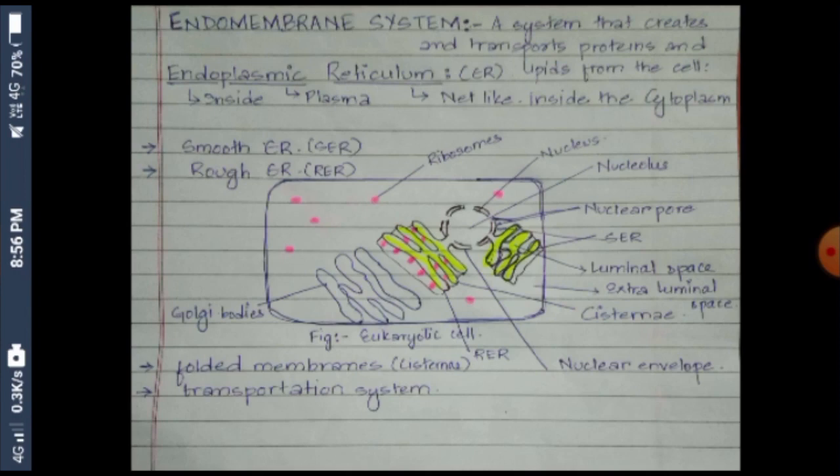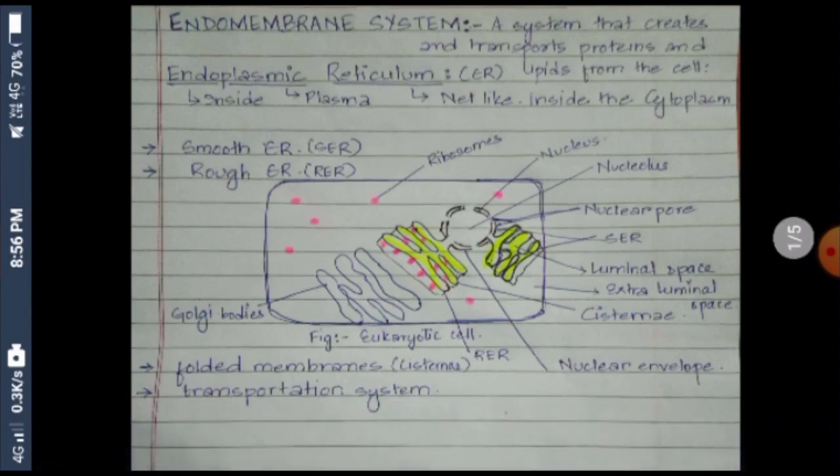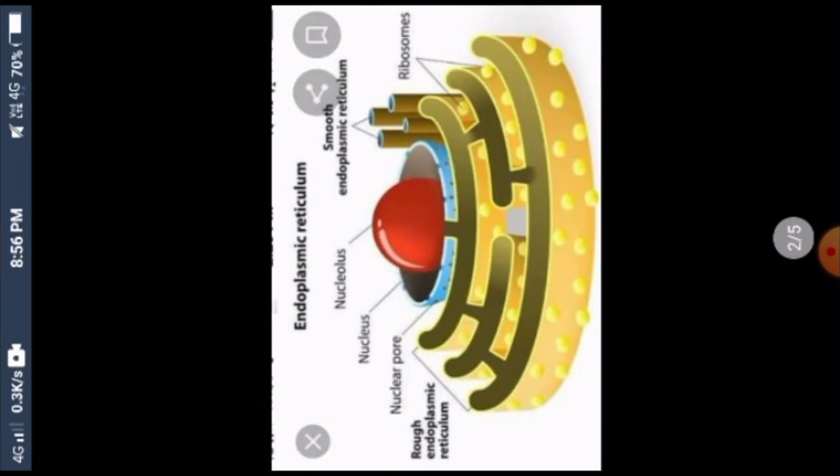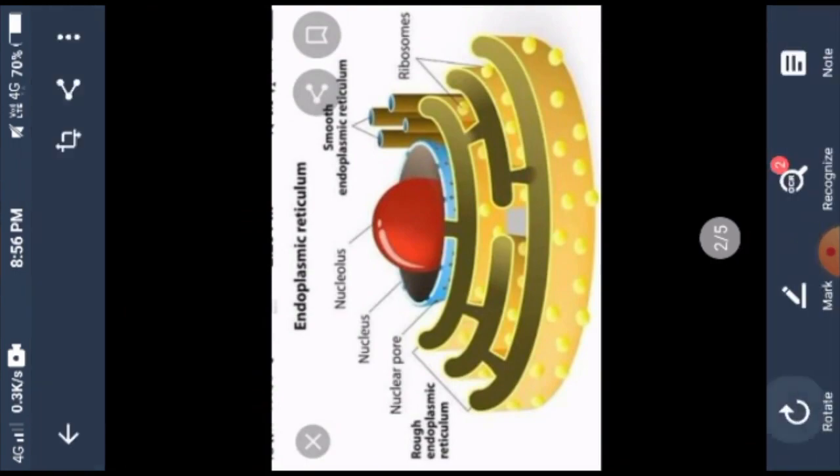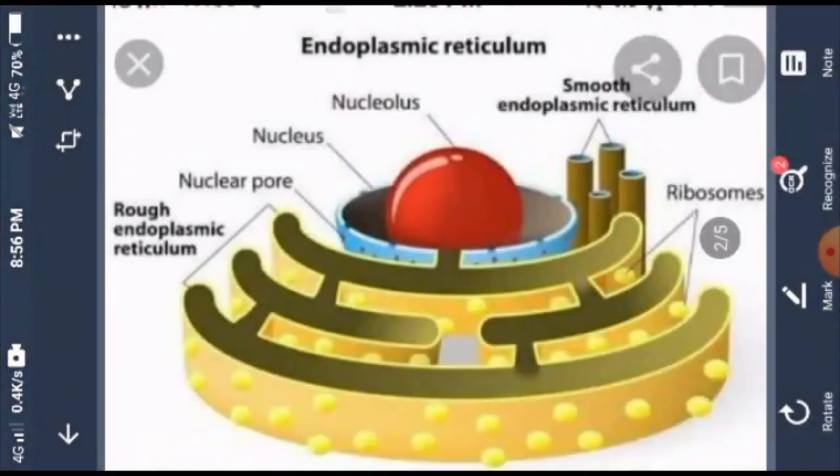Okay, let me go to the next slide. Let me show you a clear diagram of endoplasmic reticulum. Yes, see, this is a clear diagram. I have taken it from Wikipedia. You can see the clear diagram of endoplasmic reticulum that is seen inside a typical eukaryotic cell.